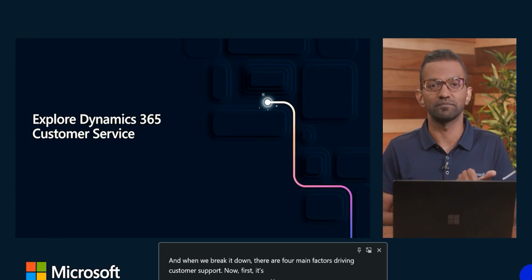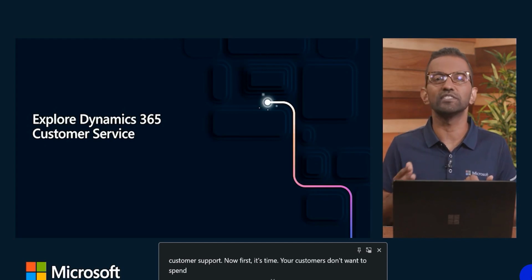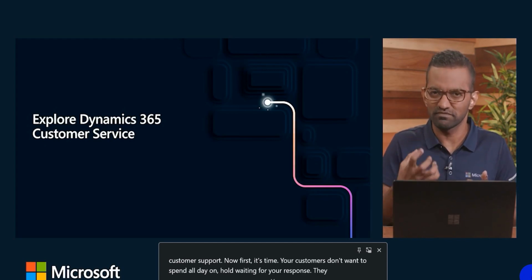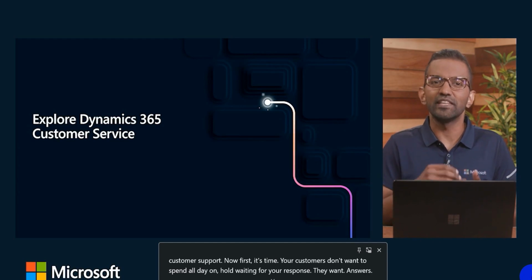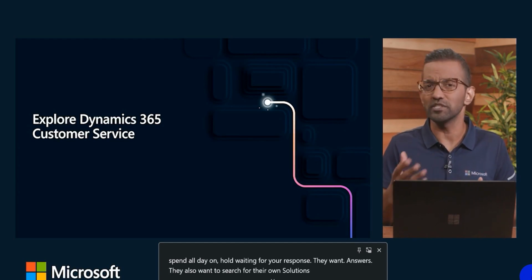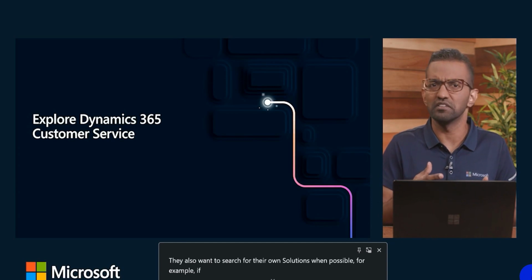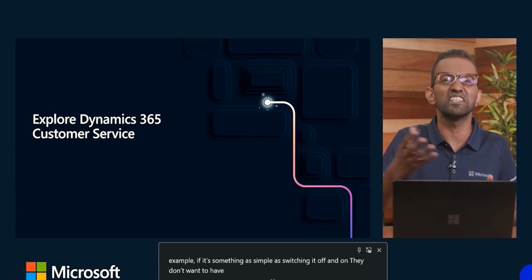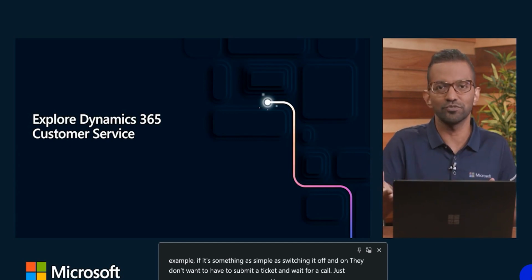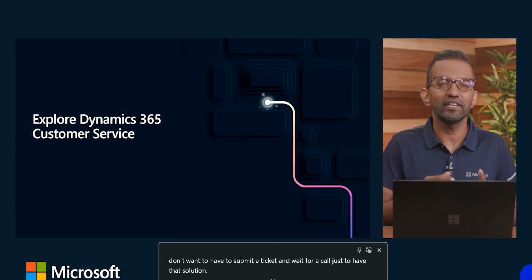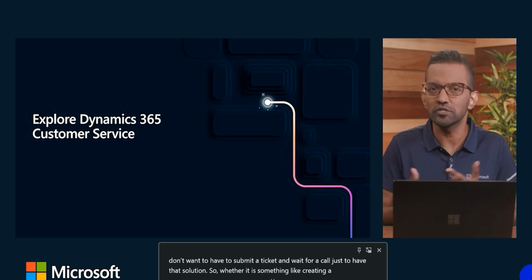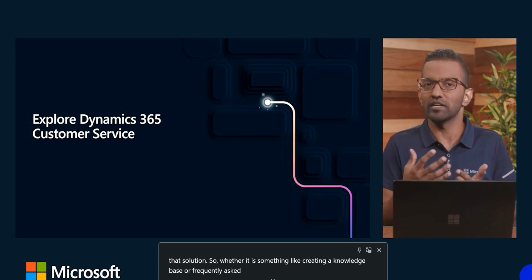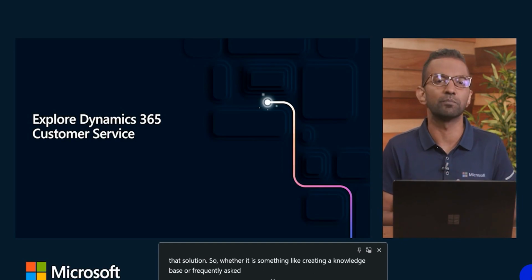And when we break it down, there are 4 main factors driving customer support. The first is time. Your customers don't want to spend all day on hold waiting for your response. They want quick answers. They also want to search for their own solutions when possible. For example, if it's something as simple as switching it off and on, they don't want to have to submit a ticket and wait for a call just to have that solution. So whether it is something like creating a knowledge base or a frequently asked questions page, customers want a little bit of self-service element in their support.